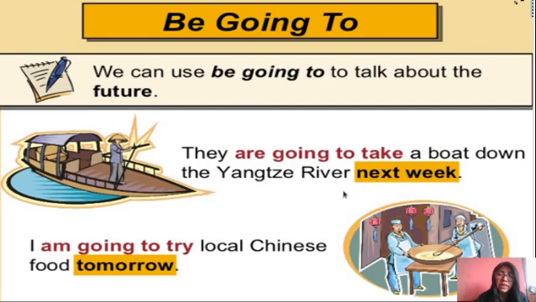Those are time expressions, okay? Those kinds of expressions indicate that we are speaking about the future. Tomorrow, next week, next day, next month, next year. Okay, so we can identify a sentence in the future if it has those kinds of time expressions. Okay, we are going to see the structure so you can understand better.